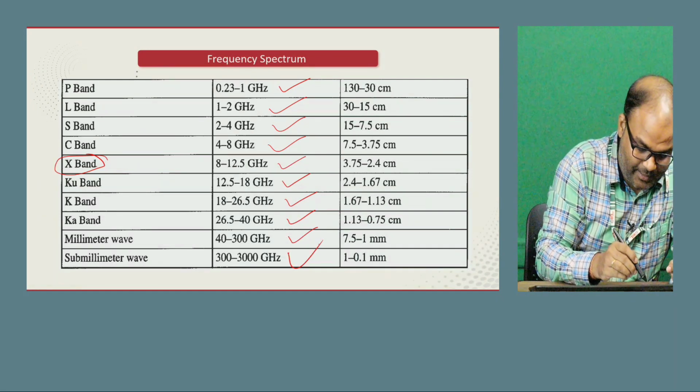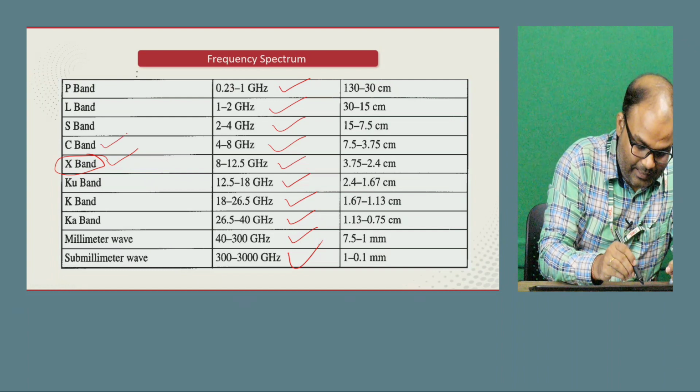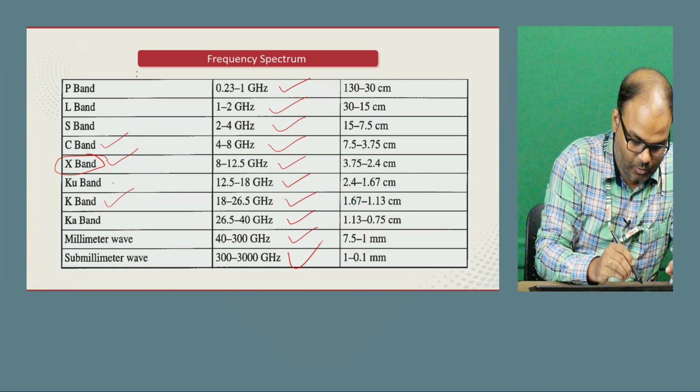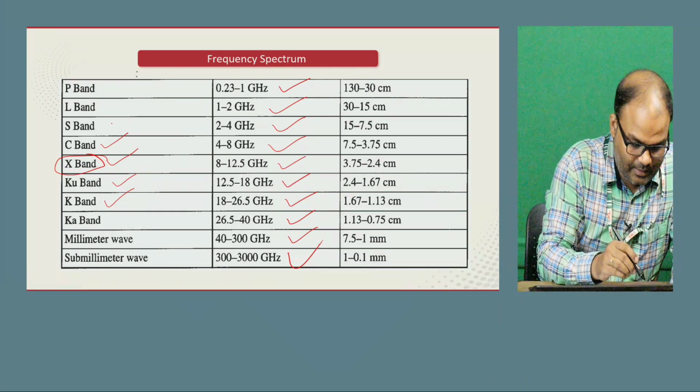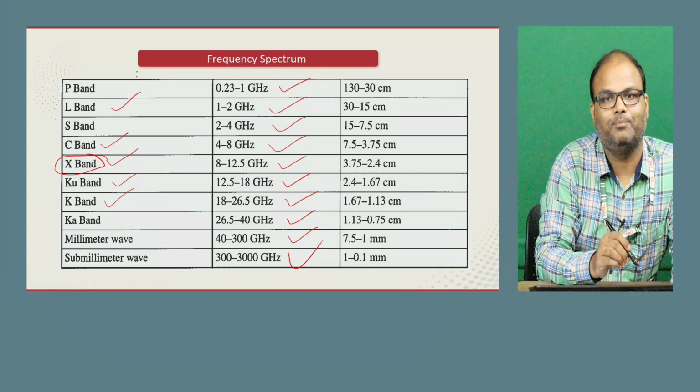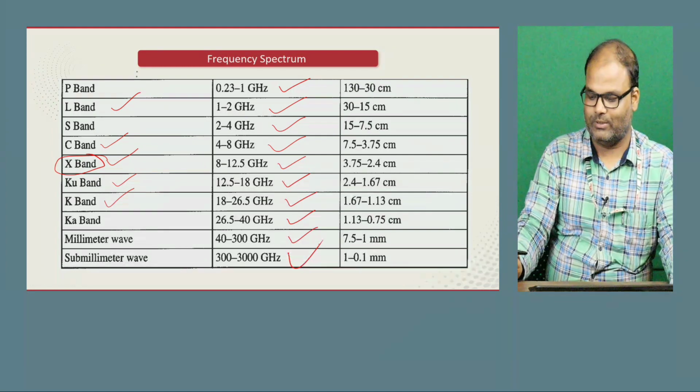Here the X band is for microwave, and the C band, K band and Ku band we are using for satellite communication, and the L band is for the GPS system. So these are how we are using them.